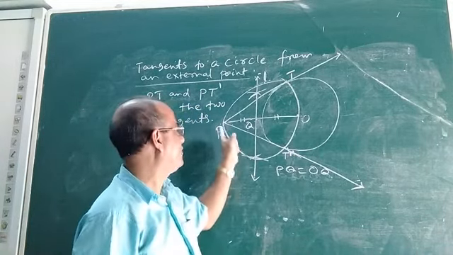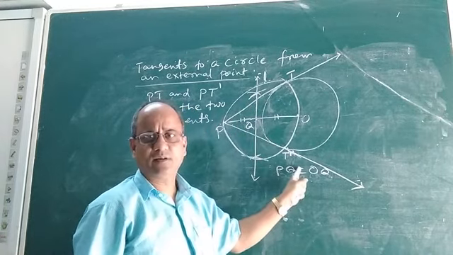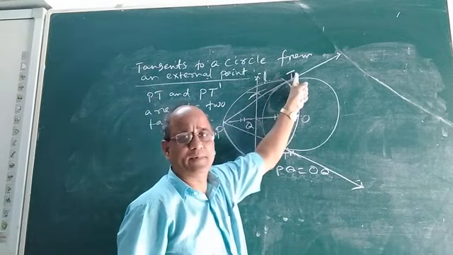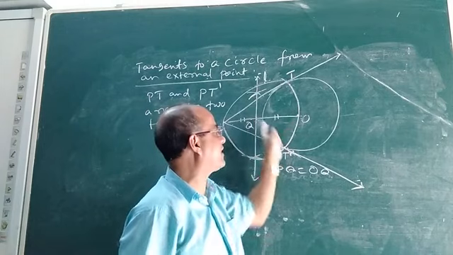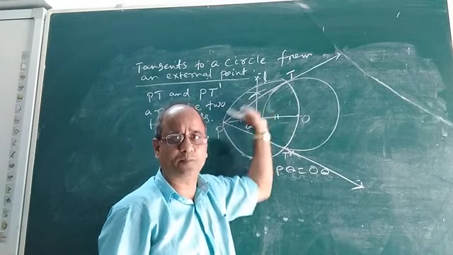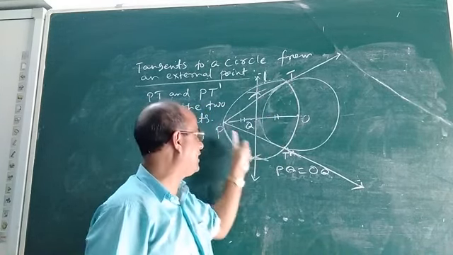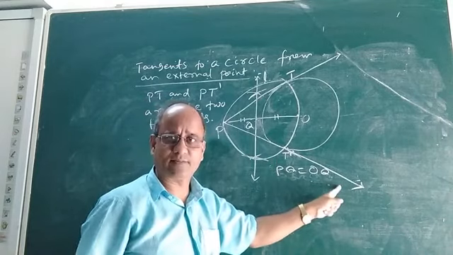Now the point is, why are PT and PT dash tangents? Because look at the line PT. It touches the circle in exactly one point, that is T. So PT is no doubt a tangent. Similarly, look at the line PT dash.